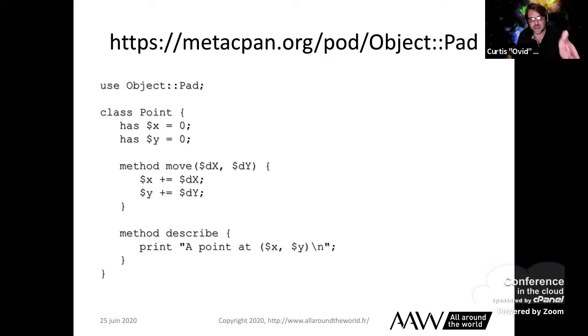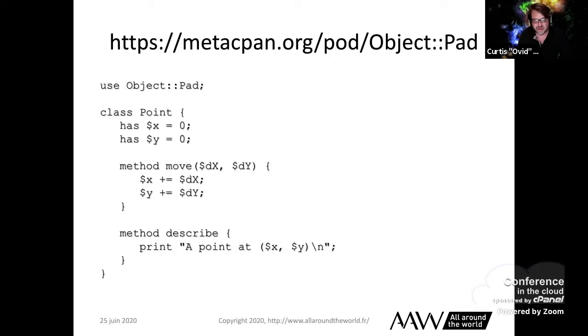Note the method in there. If you use method instead of a sub, Perl will know it's a method, and you'll automatically get a $self variable in there, which quite often you won't have to use unless you're calling another method inside your class. So again, very simple, very easy to use.